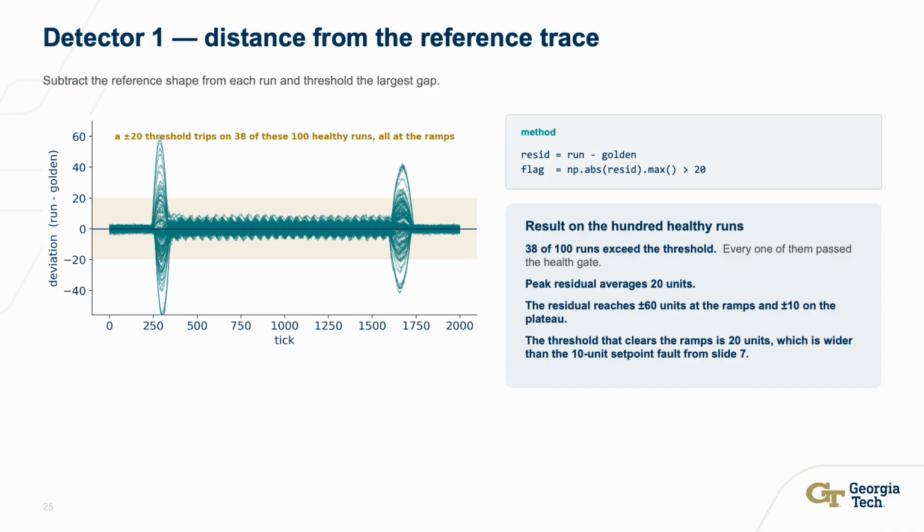2 enormous lobes, one on each ramp, reaching 60 units. On the plateau, it stays inside 10. And here is the bind that puts you in. To stop the ramps from tripping, the threshold has to be at least 20. But the set point fault from slide 7 only moves the plateau by 10 units. A threshold loose enough to survive the healthy ramp is too loose to catch the fault.